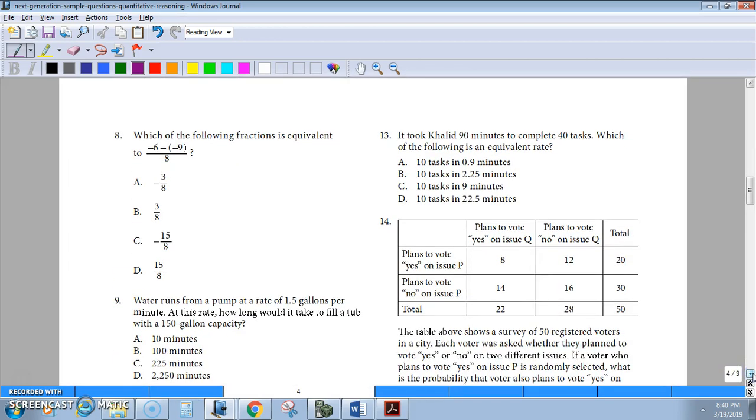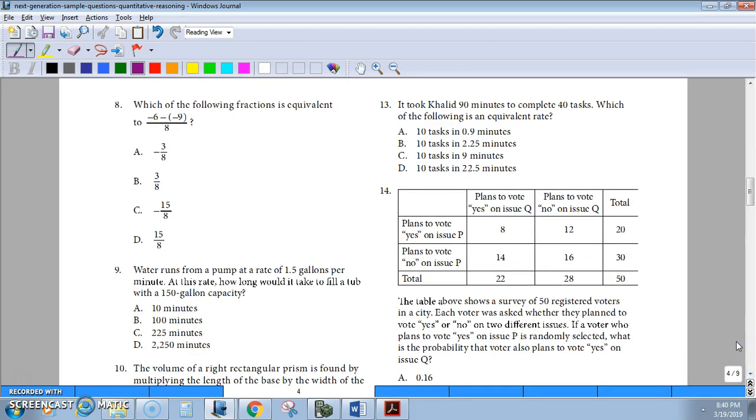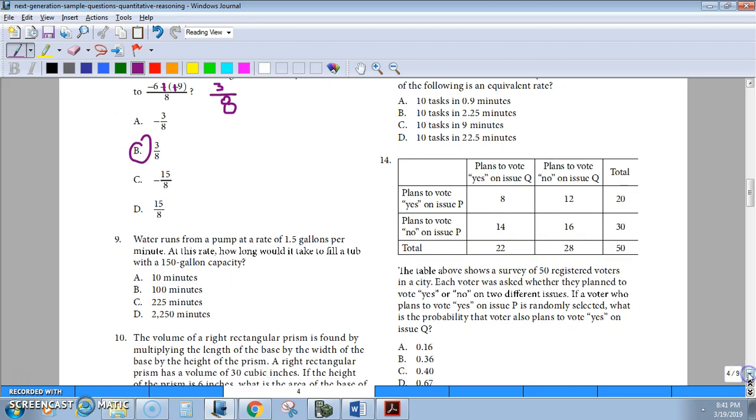Question 8. Look, we're almost halfway done, I think. Which of the following fractions is equivalent to this? I think what they want you to see here is that if you have a negative and a negative, we're going to get adding. So -6 plus 9 is going to be +3 over 8. So B. I think that's what it wanted to see, if you knew that minus a negative gives you a positive.